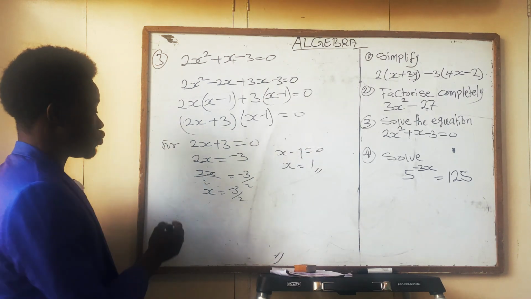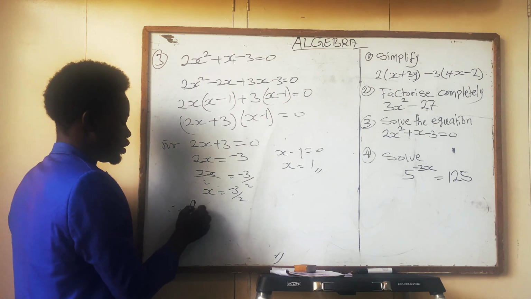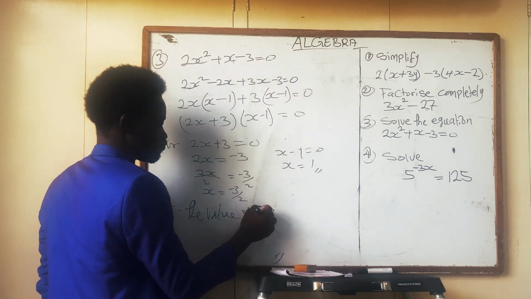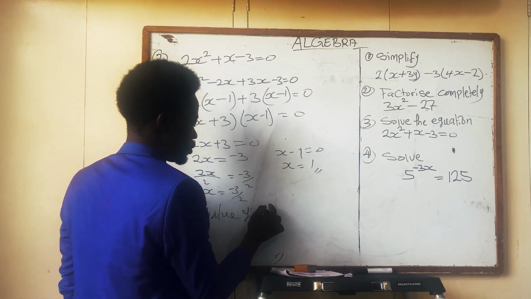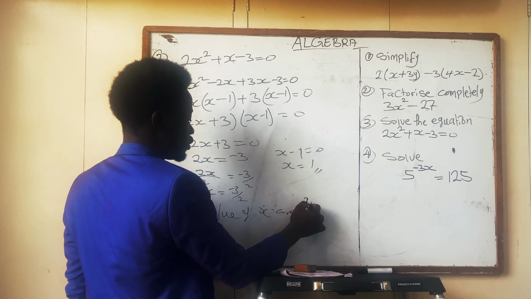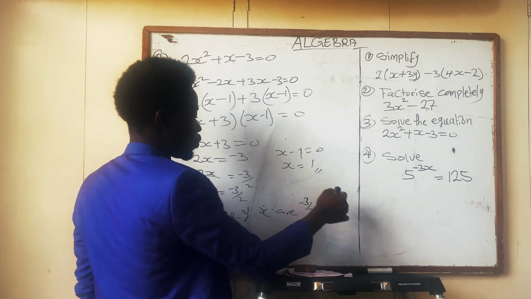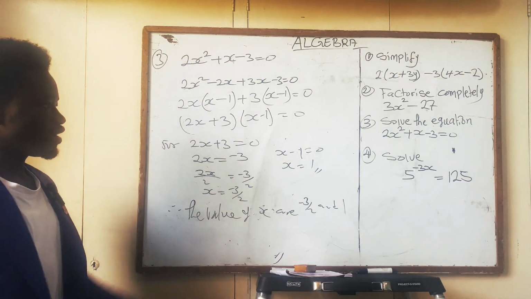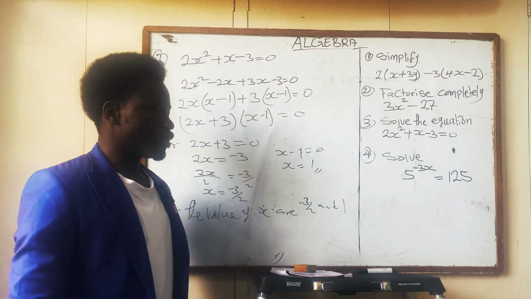Also, like so, you can draw a conclusion. The values of x are negative 3 over 2, and 1. All right. That is for question 3.